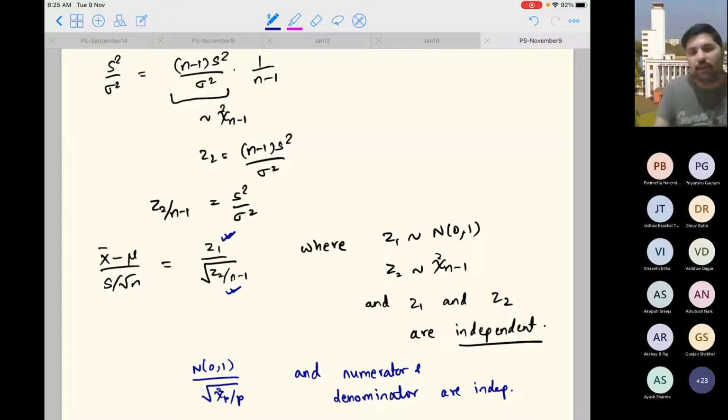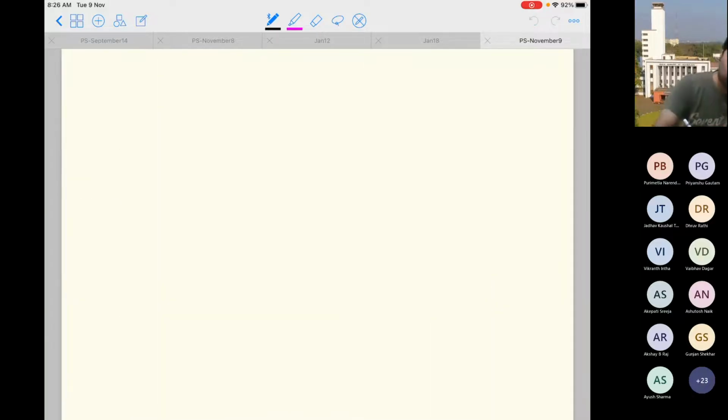If that is the condition, then I am interested in finding the density of this particular random variable. If I am able to find the density here, then I have found the density here, where I can replace p by n minus 1. So the aim now is to compute the density.